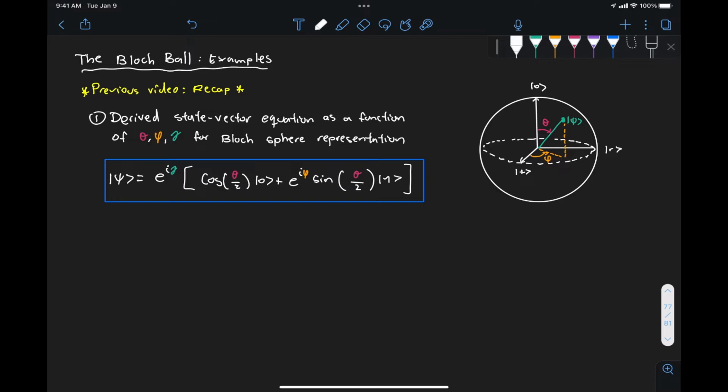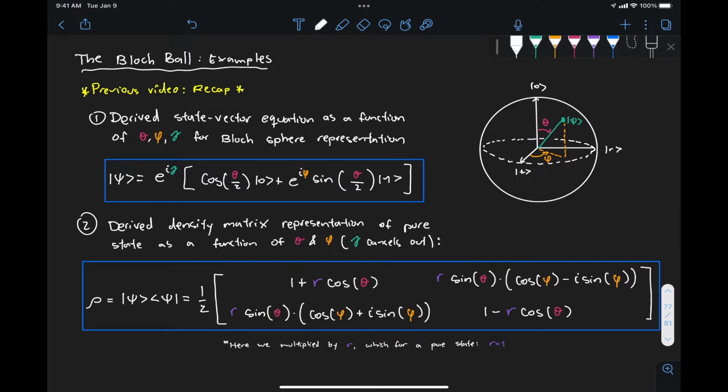So the first thing we did was a refresher on the Bloch sphere, and we derived a state vector equation for a 1-qubit state as a function of the angles theta, phi, and gamma, so we can represent any pure state in the Bloch sphere. Next, we derived the density matrix representation for this pure state by simply taking the outer product of the ket of psi with the bra of psi, and arrived at this expression after using some trigonometric identities. What we notice here is that this expression no longer depends on gamma, so this global phase cancels out when we take this outer product, but it still depends on the angles theta and phi.